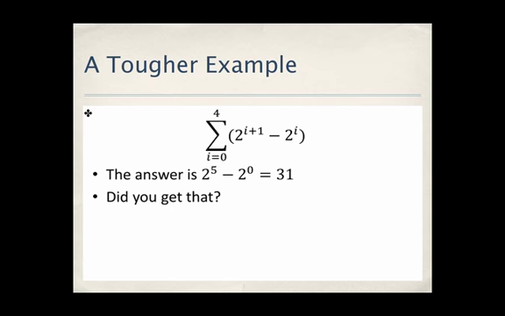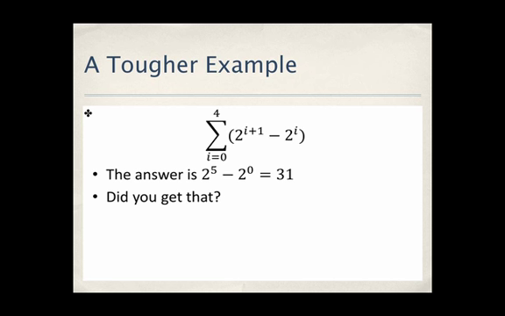Now we will look at a slightly more difficult example to hopefully increase your understanding. This is a summation from i equals 0 to 4 of 2 to the i plus 1 minus 2 to the i. The correct answer to this summation is 2 to the 5th minus 2 to the 0, which is 32 minus 1, which is equivalent to 31.